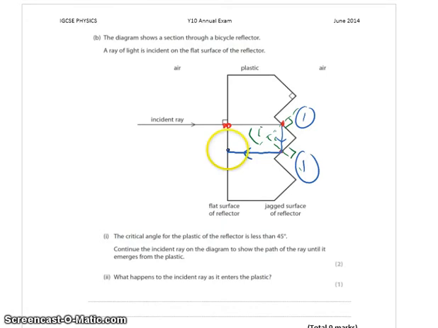Okay, and you only have to show it up to this point here until it emerges from the plastic. It will keep going straight again because it's passing normal to the boundary. So that's those 2 marks here.